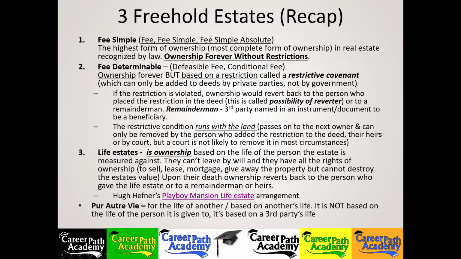So it's a life estate that's not based on the life of the person it is given to, but based on a third party's life. You could just imagine a lot of situations where this could possibly be used. So that's what a life estate pour autre vie is. You need to know that term pour autre vie for exams. You need to know what it means. It will be on exams. It's for the life of another or based on someone else's life.